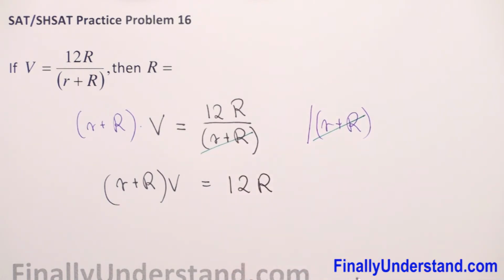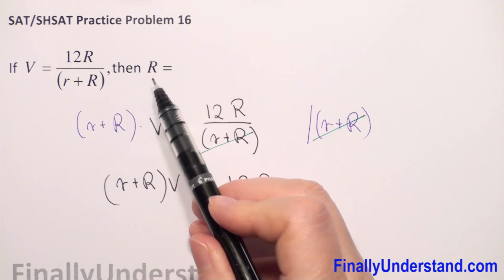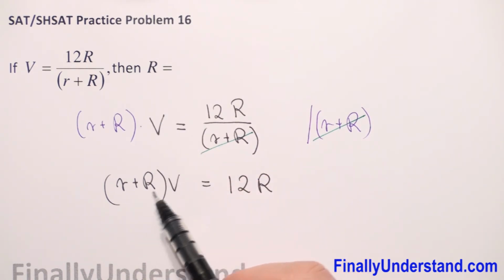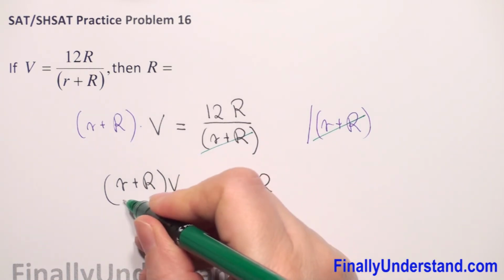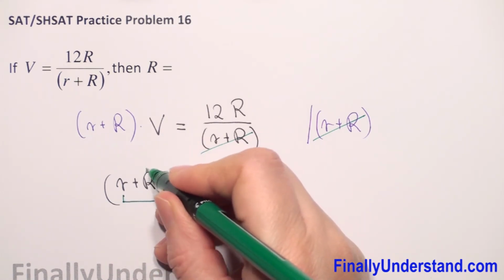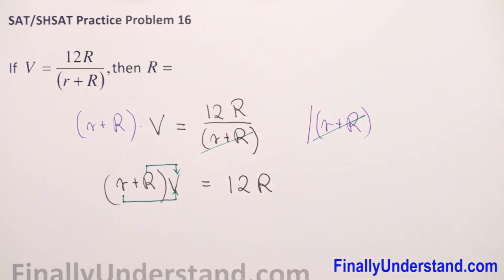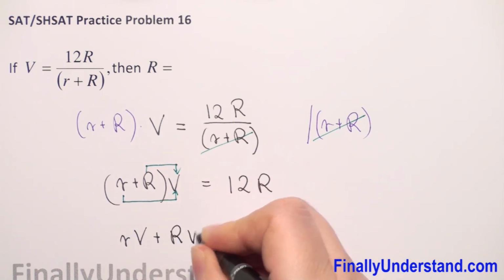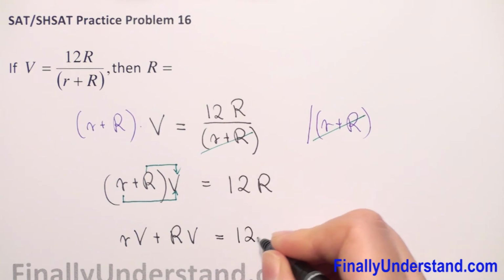12R. So what else? Because in parentheses we have r, and we need to find the R, capital letter of R. So first we need to do multiplication. Every expression in parentheses we have to multiply by V. So r times V and capital letter of R by V. So we have now rV plus RV is equal 12R.